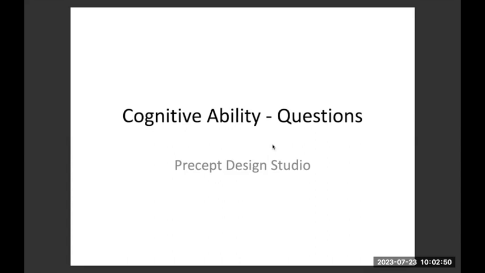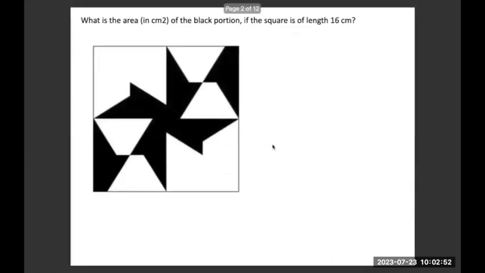So, you're given this graphic, and in this graphic, you have to find the area of the part which is shaded in black. Very simple. Try solving this on your own. We'll solve it together in a couple of minutes.